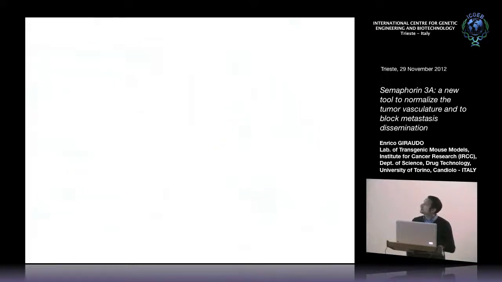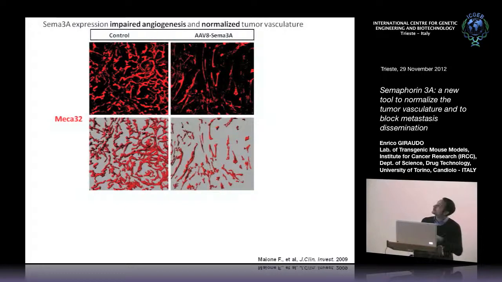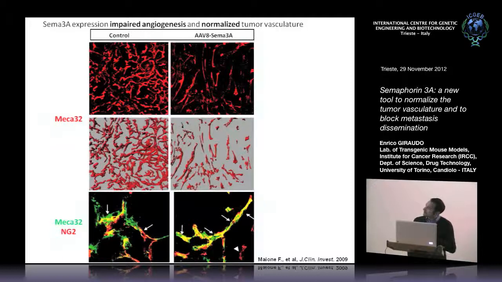But then most striking was when we checked the vasculature. You can see here this is a very chaotic vessel network in control mice. But here you can see that after the treatment with Sema3A, we observe a very normalized phenotype, less branched, more linear vessels, and also more covered by pericytes. This is a marker of pericytes, NG2. This is a vessel highly covered by pericytes as compared to control. These are all markers of vessel normalization.